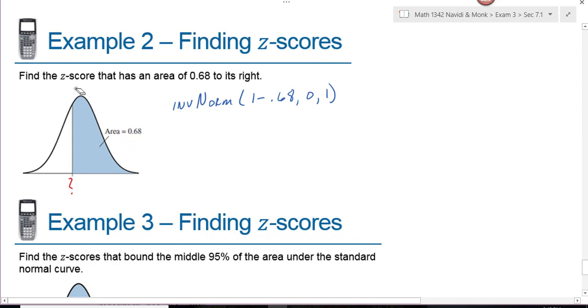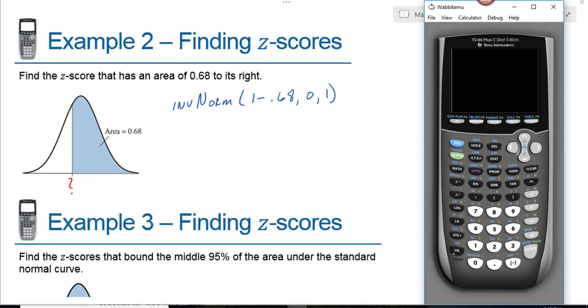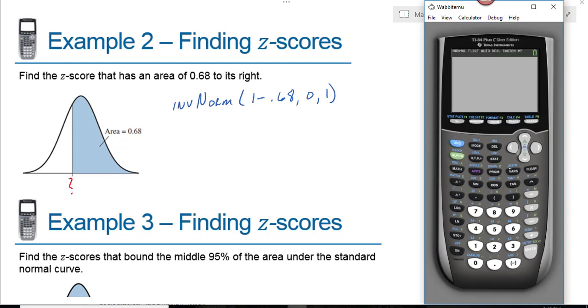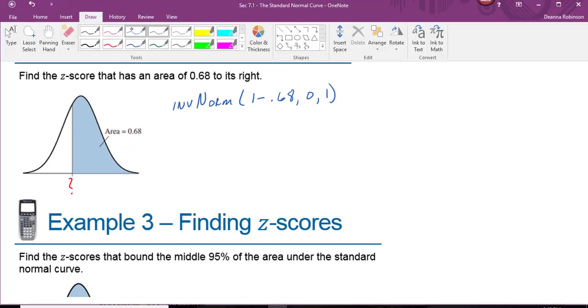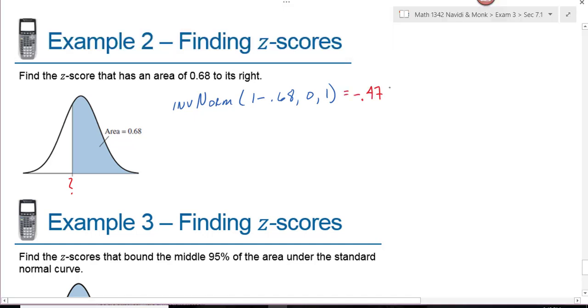Remember, when we're talking about z-scores, it's a standard normal distribution. We go to our calculators and let's hit second vars 3. And for the area, we use 1 minus 0.68. The mean is 0, the standard deviation is 1, and we get a z-score of negative 0.47 because we round it to 2 decimal places. Typically, you'll round your z-scores to 2 decimal places.